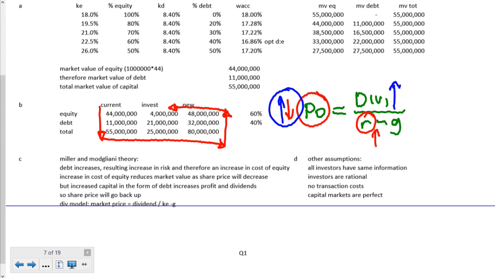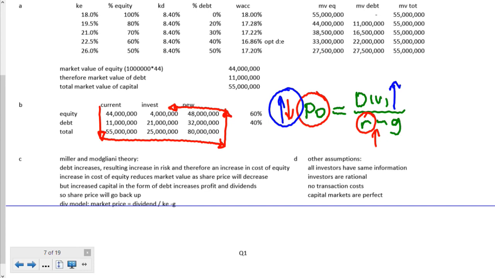Debt increases, it results in an increase in risk, cost of equity goes up, share price will drop. But the increased capital in the form of debt will increase profit, increase dividends, and therefore the share price will go back up, because that number goes up, dividends go up, growth goes up, and so because of this dividend model, the share price goes back up and stays the same. Okay, that was worth 3 marks.